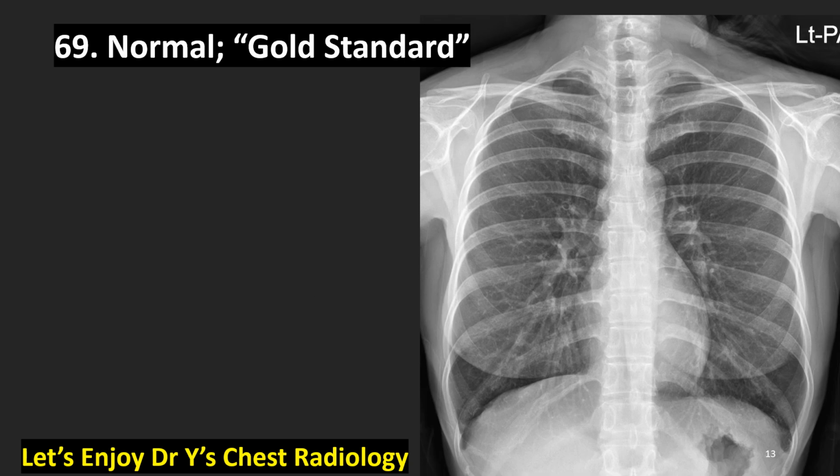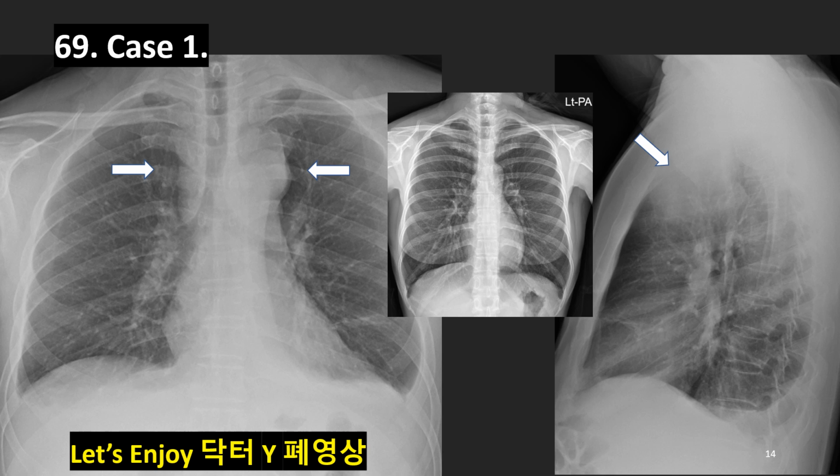Now it's time to enjoy the findings of malignant lymphoma of the thorax. This is the normal gold standard image of chest X-ray. Let's compare what's the difference between this image and the malignant lymphoma patient's images. Case number 1. What's the difference between the normal chest X-ray and this patient's images?